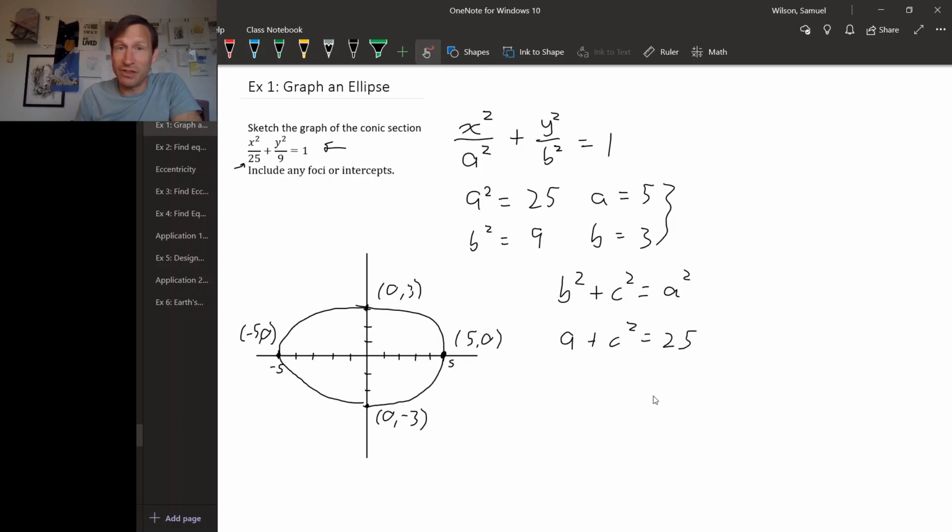And so we can just solve this for c squared. So c squared is 16. And that means that c is 4. C can't be negative 4 because it's a distance, so it has to be positive. So that means our foci are 4 units from the center along the major axis. So that's going to be here. So there's one of our foci, and here's the other one on the left. Okay, so there's our ellipse.